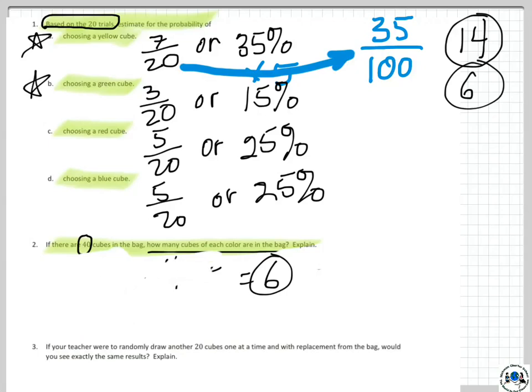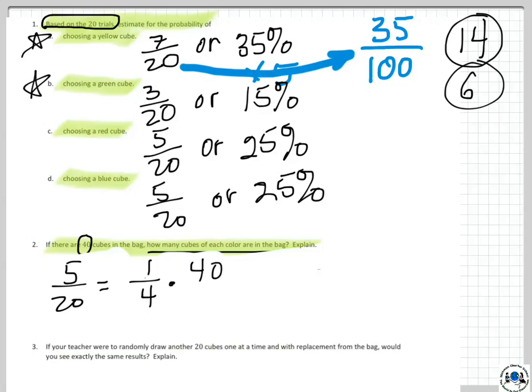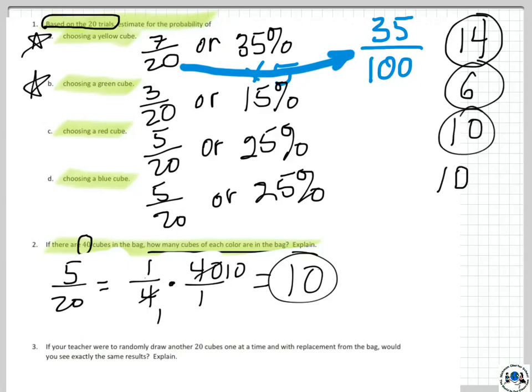And then just one more time, because blue and red were both 5/20, which is also 1/4. We multiply that by 40 and we get 10. So we would say 10 red and 10 blue. And again, these are all of our estimates. I know I've said this 100,000 times, but all of these are estimates based on our 20 trials. We do not know that these are correct yet.